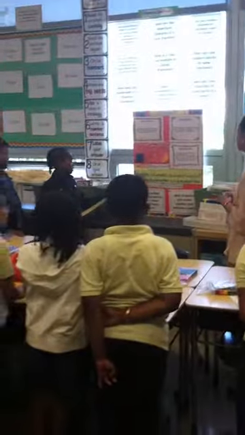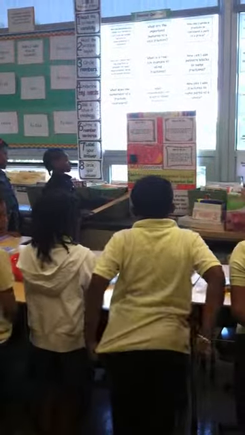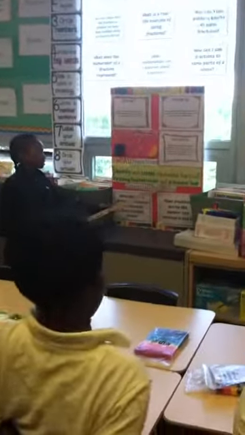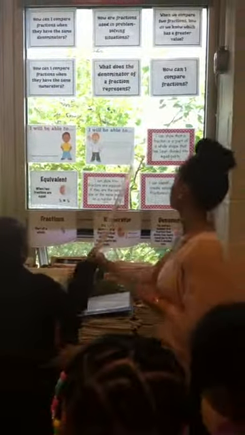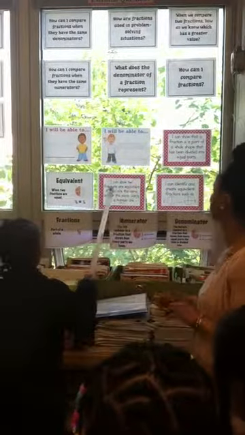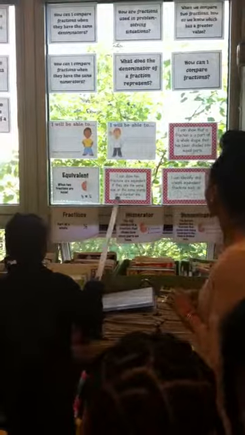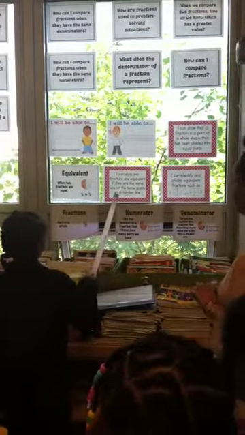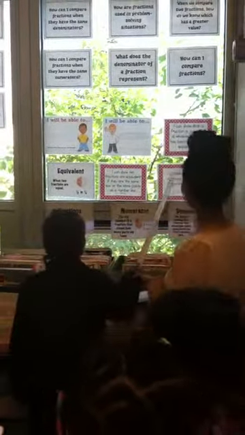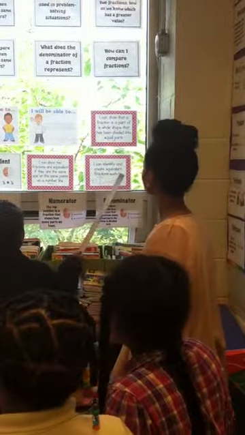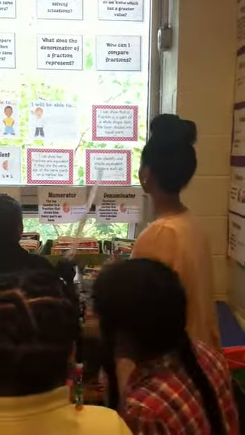Identify and create equivalent fractions by using fraction circles and a number line. Main idea: I can show two fractions are equivalent if they are the same size or the same point on the number line. I can identify and create equivalent fractions such as 1/2 and 2/4.